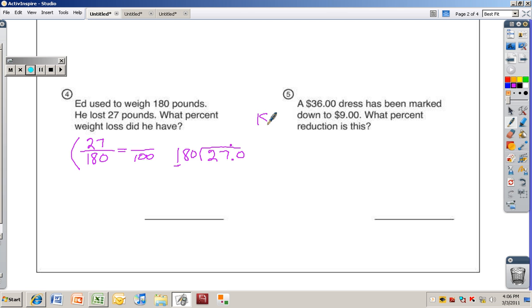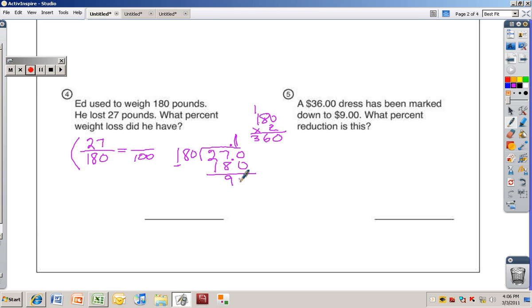What's 180 times 2? 360. Okay, that's too big. So we're going to put it in 1 time, right? 1 times 180 is? 180. And then 27 minus 18. Can you do that in your head?